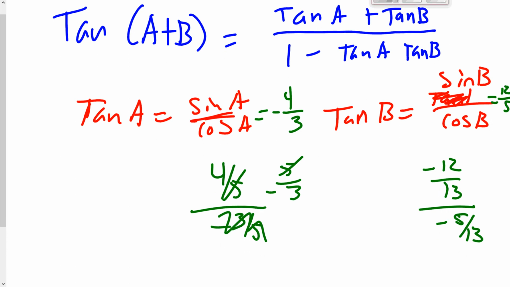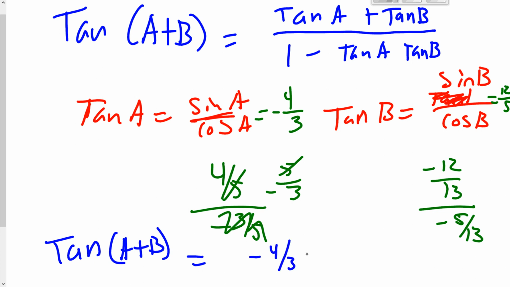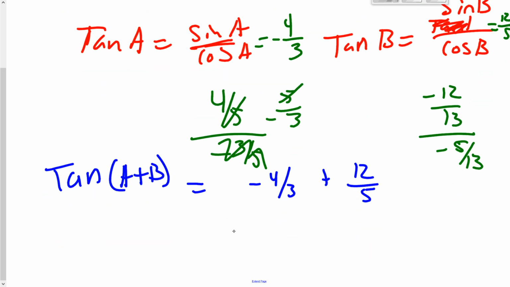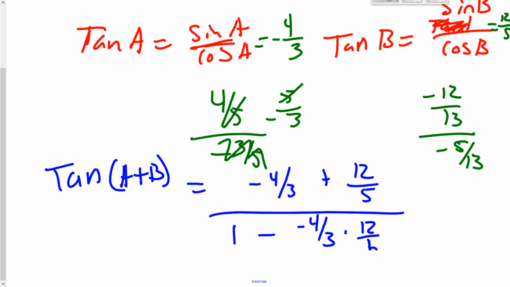Okay, so then we can use our formula now. So tan of a plus b is tan of a, which is negative 4/3, plus tan of b, which is 12/5. Ooh, we're going to have to find a common denominator there. And then over 1 minus tan of a, which is negative 4/3, times 12/5.